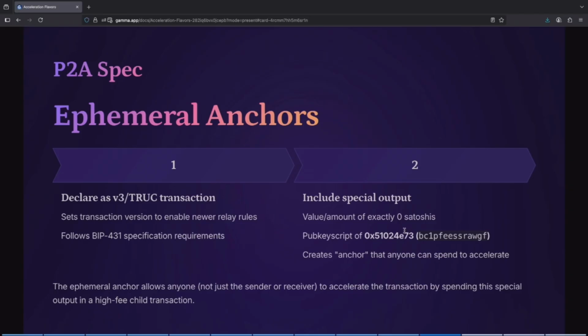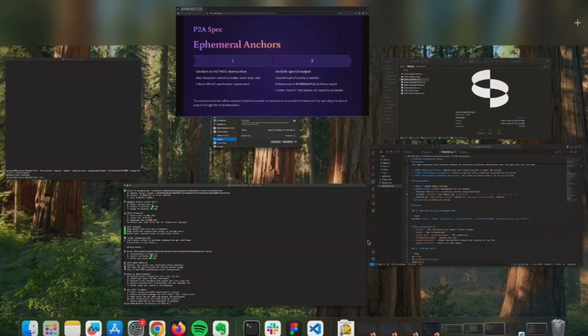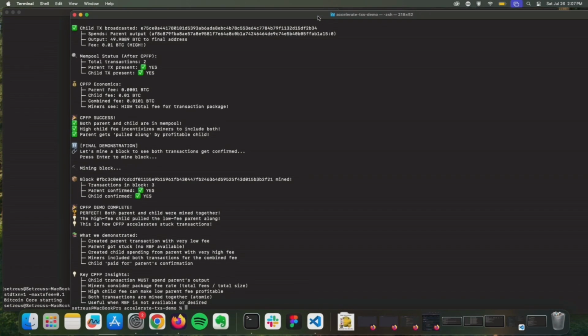And again, the point of using pay to anchor is the fact that anyone can accelerate a transaction now. So in the previous example, you could only spend that as a child if you were one of the recipients of that original transaction. And in our very first example of RBF, only if you were the signer or the original person creating that transaction could you spend it. But the coolest feature about P2A is that anyone can come along and accelerate these transactions, which unlocks a lot of fairly cool features. So now we're going to go ahead and run this last example.